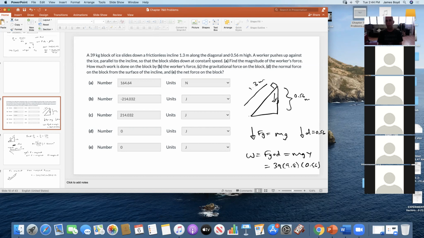Professor? Yes. I have a quick question about the quiz. Mm-hmm. I'm doing it right now, but for number 2, since it's a frictionless horizontal surface, the theta is 0, correct? Yes. Okay, thank you.